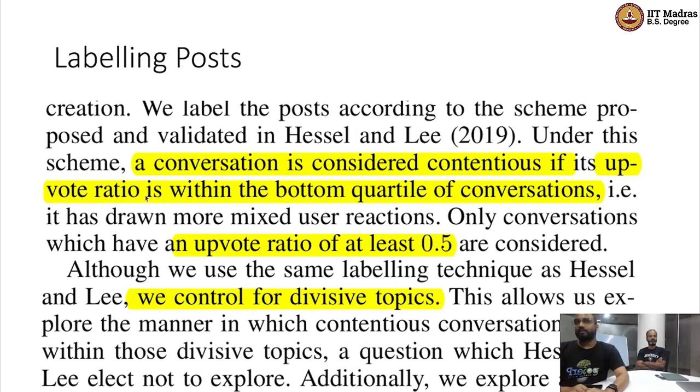So this is the heuristic that they use, and if the upvote ratio for a particular post is within the bottom quartile, that is when a post is considered a contentious one, right? If it does not meet this criterion, then the post is non-contentious. And authors specifically gather posts just for divisive topics, right? So for a divisive topic, for example, like climate change, authors want to create a set of contentious posts and a set of non-contentious posts, right? So this becomes a much harder problem in that sense.